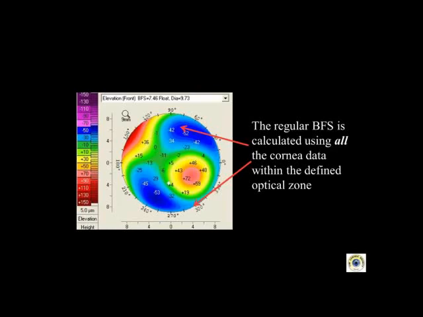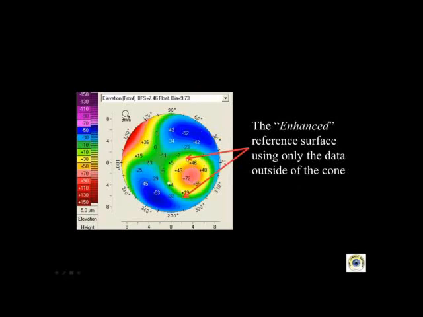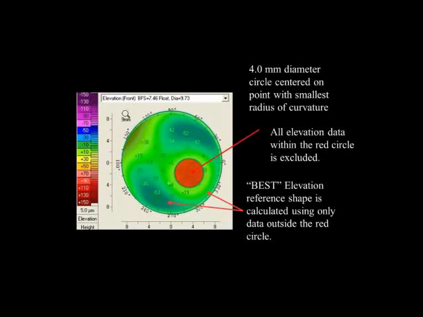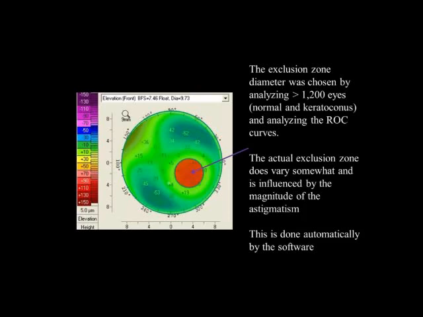So what we've done, and this is part of the Belin Ambrosio display, is we use what we call an enhanced reference surface. And what we did is we took the standard 8mm zone that we use with the regular best fit sphere, and we've excluded a zone surrounding the thinnest point of the cornea. The thinnest point corresponds to the ectatic region, or quote, the mountain. So what we're trying to do is take the mountain and move it out of the equation. So we've taken the same 8mm zone and we exclude a 4mm zone surrounding the thinnest point of the cornea. Now, I say 4mm, it's actually more dynamic than that, and the formula actually will vary the area based on the astigmatism, but the concept is still there.